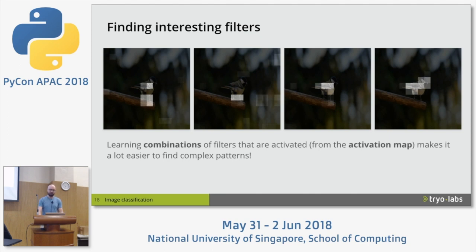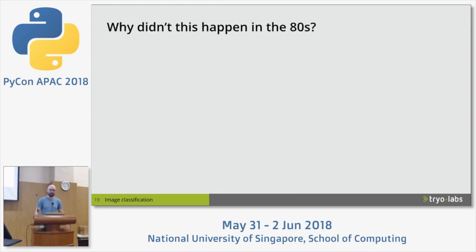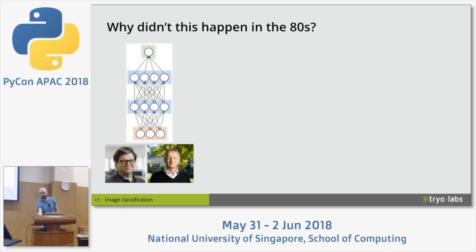These techniques, convnets, were invented in the 90s, in '89 actually, by Yann LeCun. So why didn't this happen in the 80s or 90s? Because we've had convnets for a while. This is Geoff Hinton, by the way, one of the founding fathers of deep learning. So why didn't it happen before? Actually, there's been some discussion about this in earlier talks.